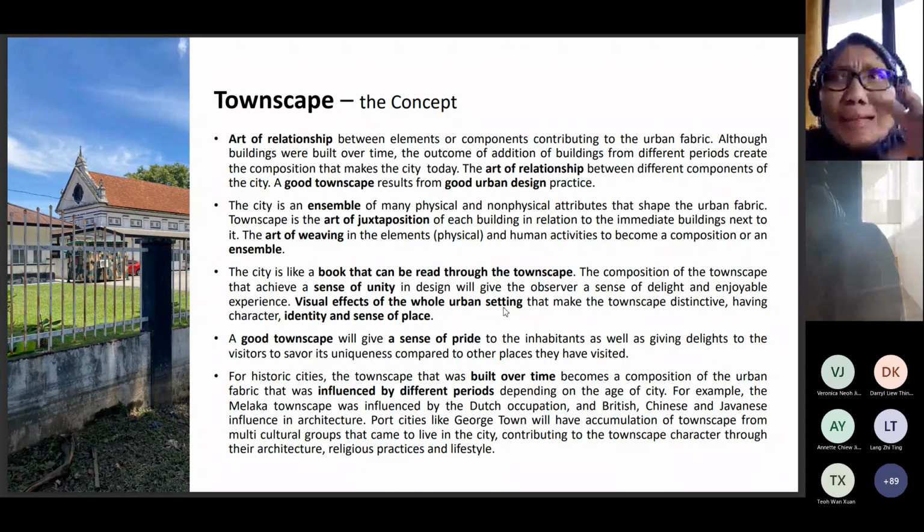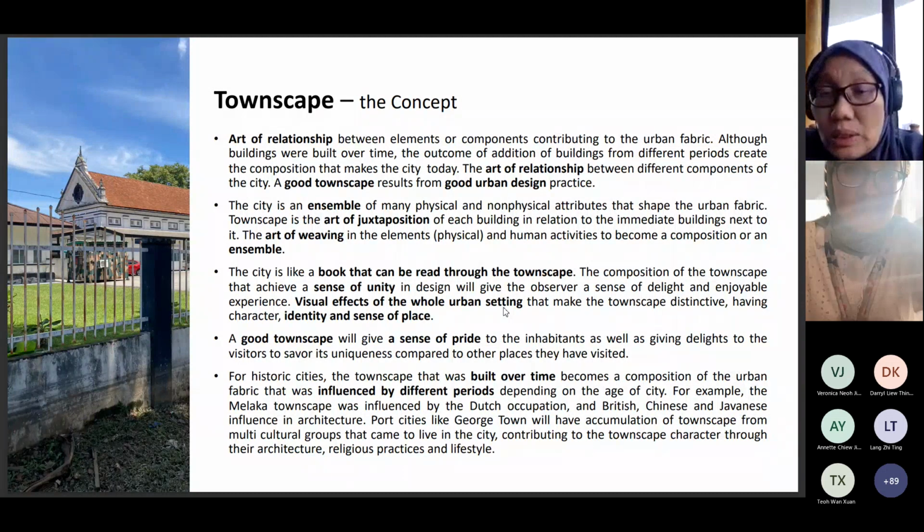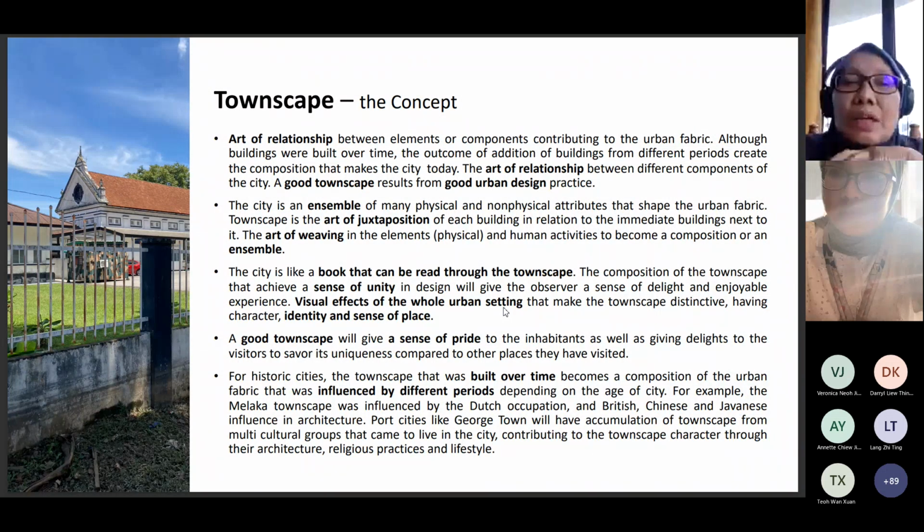That means you must assess the whole town or the whole city as a composition, and how you juxtapose all the elements from one part to another in relation to the immediate. For example, if you're doing site planning, then you have to study your context. How do you put your buildings and how do you respond to the buildings as your immediate context? Because that is the process of creating a sense of unity.